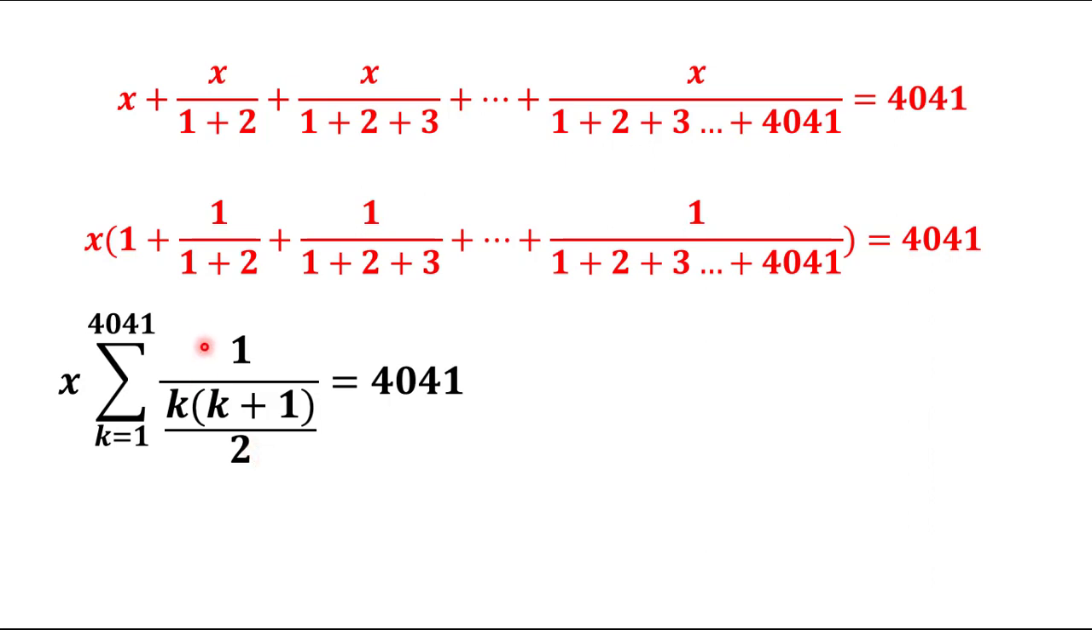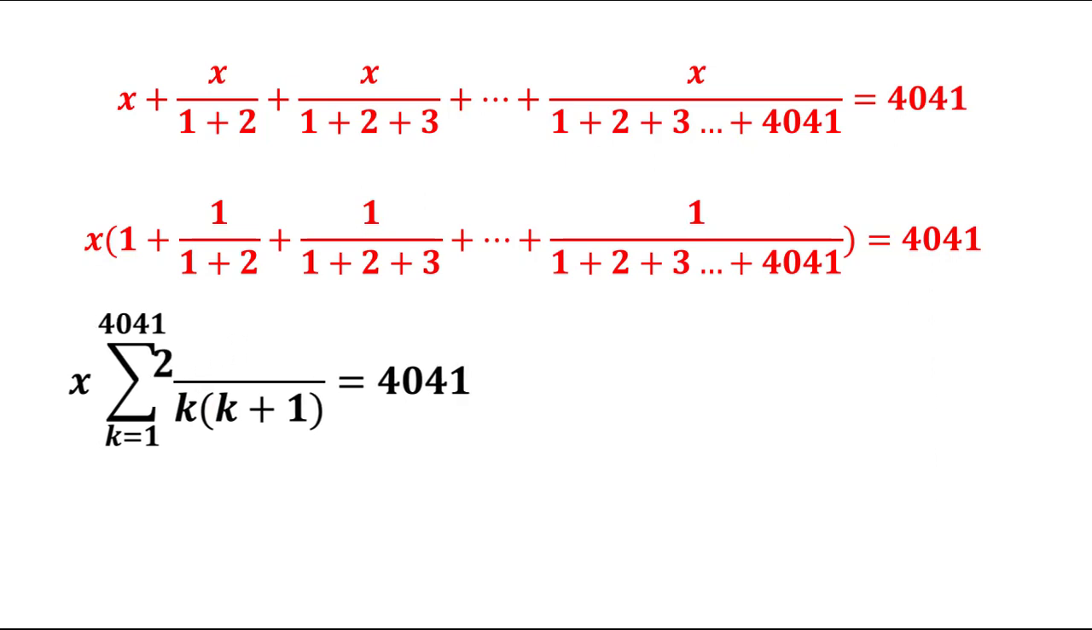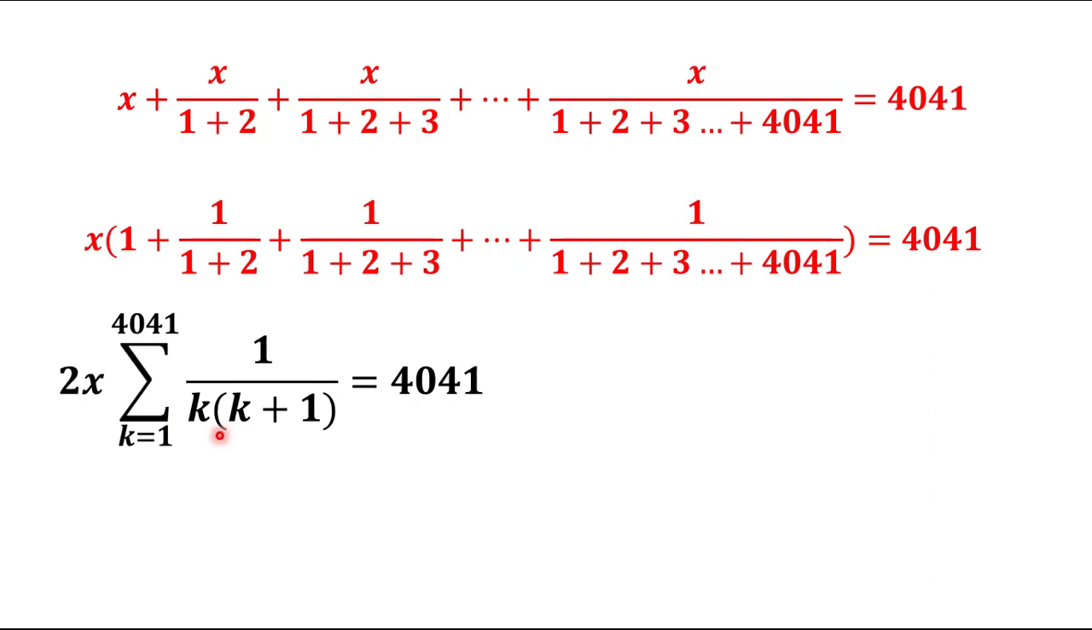Now we can multiply top and bottom of this fraction by 2, and we can factor out 2. So we can write 2 times x times sigma of 1 over k times k plus 1, that k goes from 1 to 4041 equals 4041. 1 over k times k plus 1 is a rational expression.